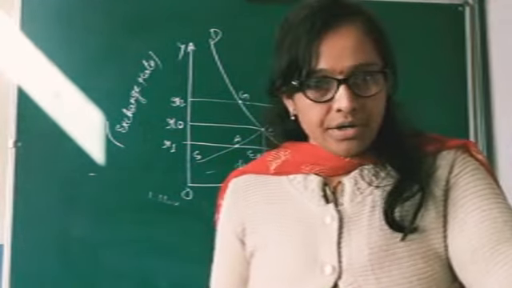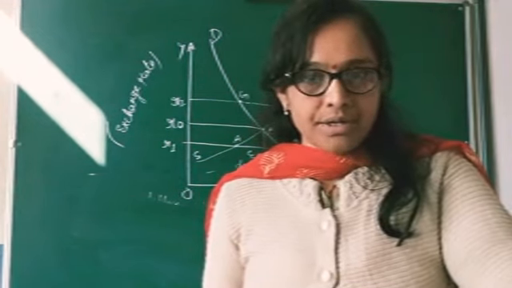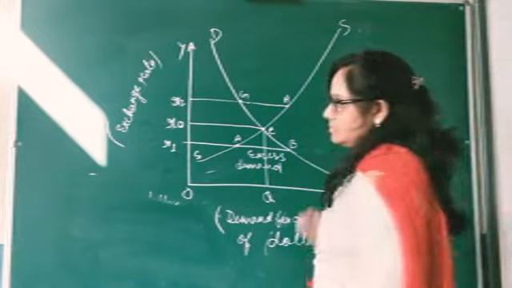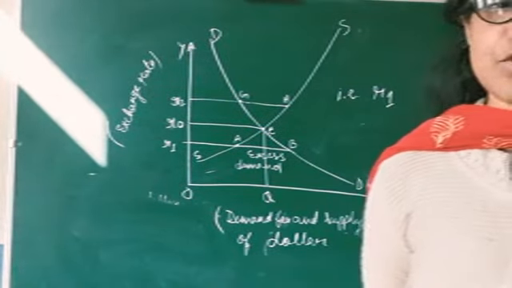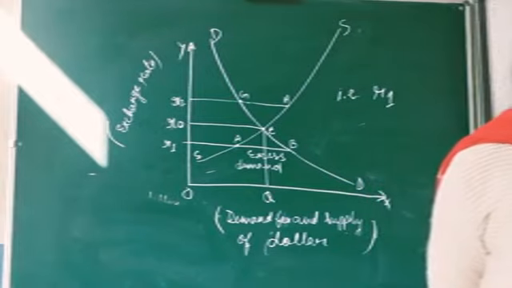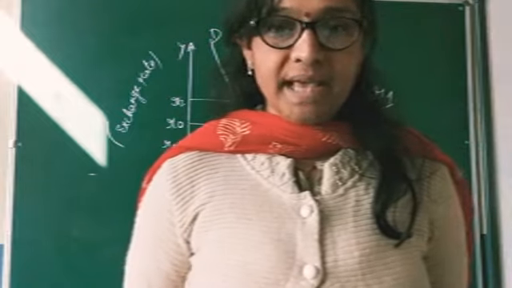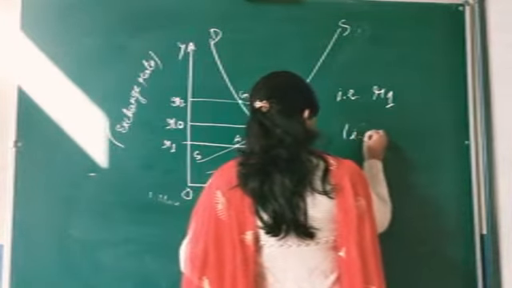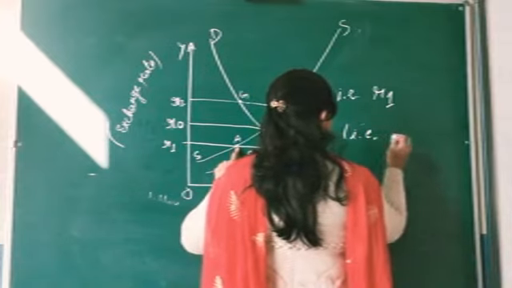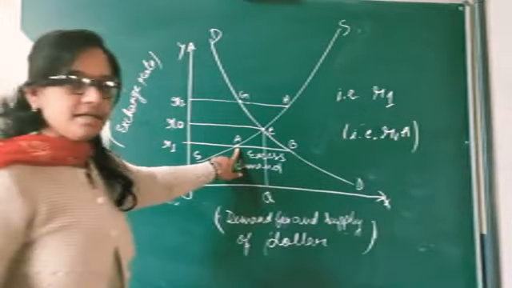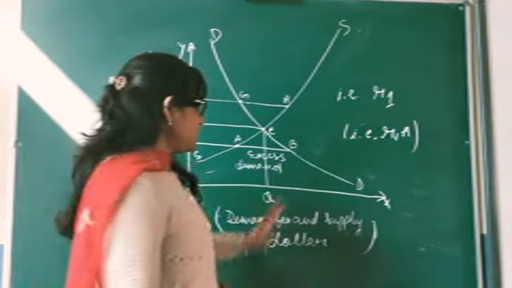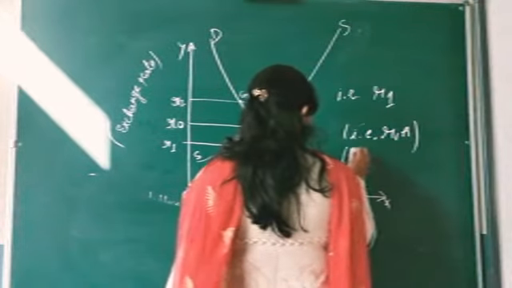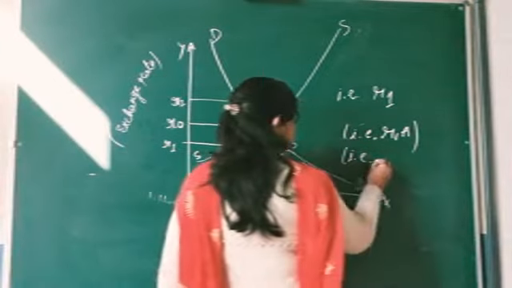If the price of dollar in terms of Indian rupee is low, that is R1, then the demand for dollar, in brackets that is R1A, exceeds the supply of dollar, that is R1B.